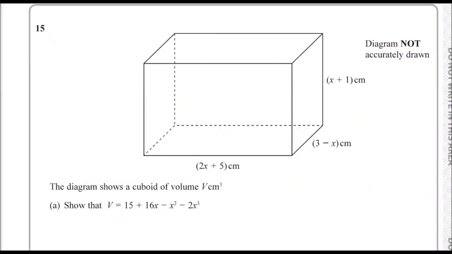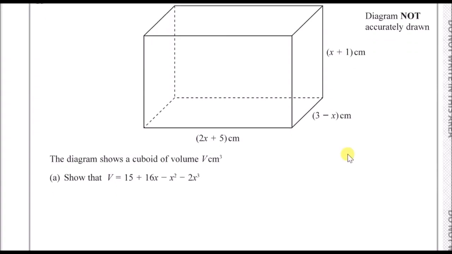Alright, number 15. So the diagram shows a cuboid of volume V, and it looks like we've got lengths given in terms of x's, okay? So this looks like a purely algebraic question. Now A tells us to show that the volume can be represented by this cubic equation. Oof. Alright, so it looks like it's going to take a while.